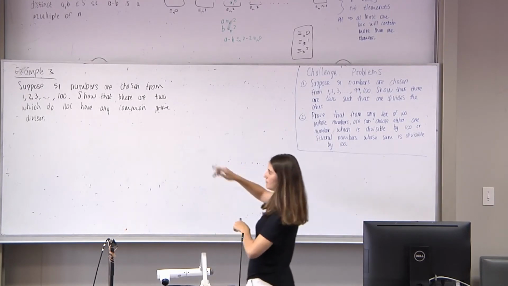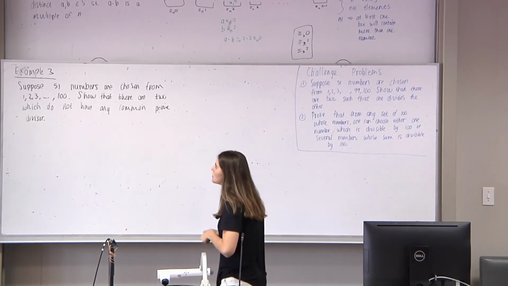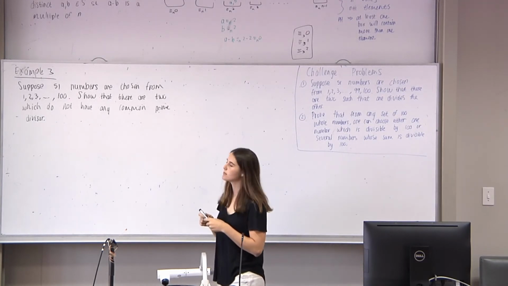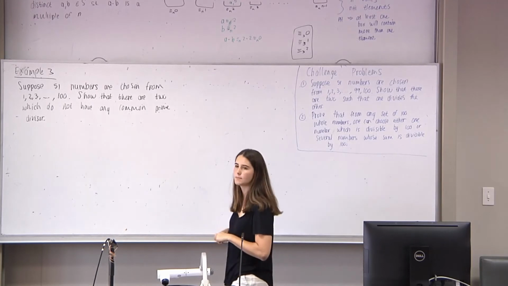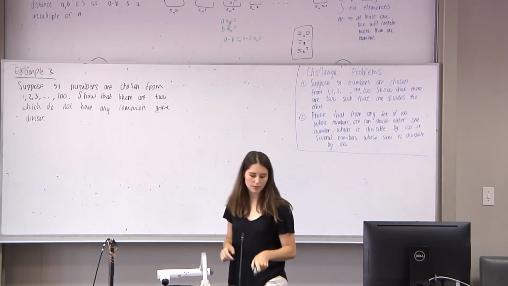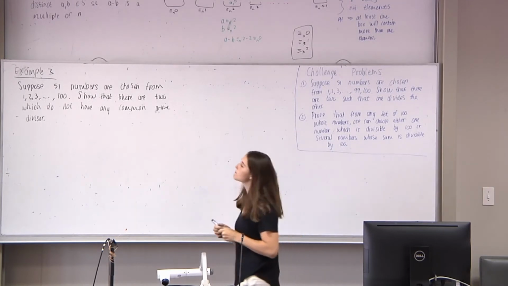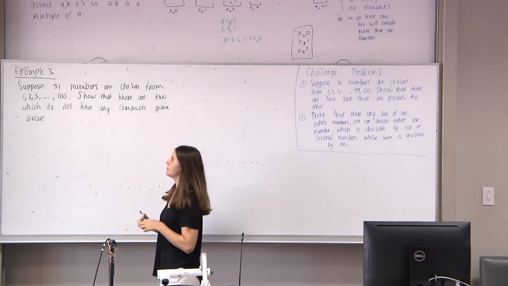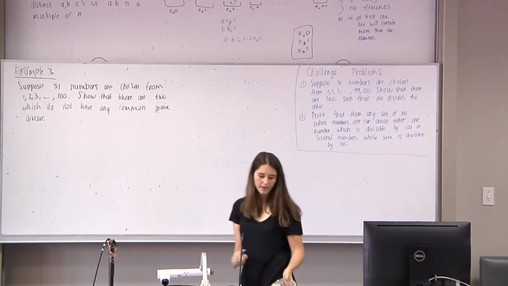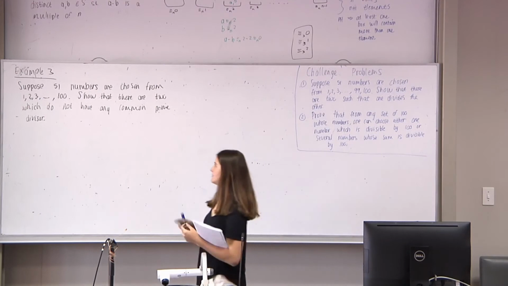So in this case, we have 51 numbers. So ideally, we want 50 boxes or less than 50 boxes. All right. So I'm just going to do this one for you. What we're going to do is we're going to take the numbers 1 to 100, and we're basically going to put them together in pairs.